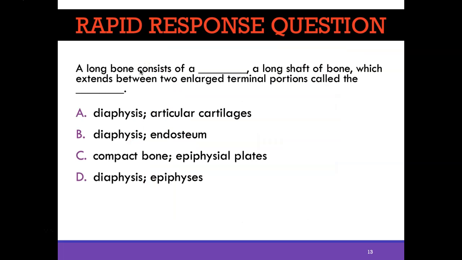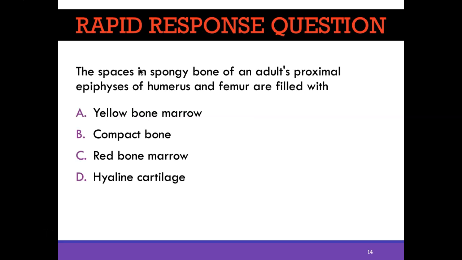So try to answer this question and pause the recording here. So the answer is D, right? A long bone consists of a diaphysis that extends between two epiphyses. So read this question and please pause here. And the answer is C, red bone marrow, right? The spaces in spongy bone of an adult proximal epiphyses of the humerus and femur, like we just said, has red bone marrow in it.